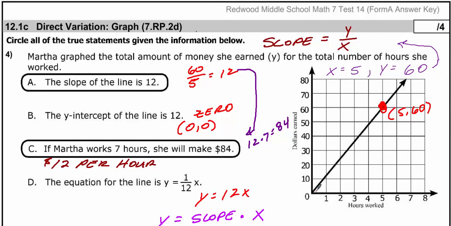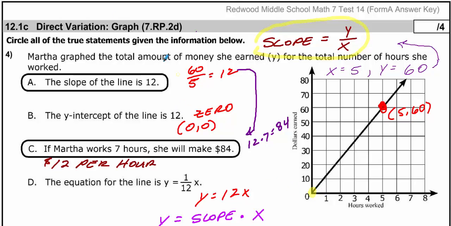So they gave us the line to start with, and they asked us 4 questions. Is the slope 12? And by the way, everything that was true, we were supposed to circle. Is the slope 12? Well, yes. Here is the point 5, 60. Slope right here is our reminder about slope right there. Slope is always the y divided by the x. Here the 5 is the x. The 60 is the y. 60 divided by 5 is 12. That's true. Intercept is 12. That's not true. Intercept is 0.